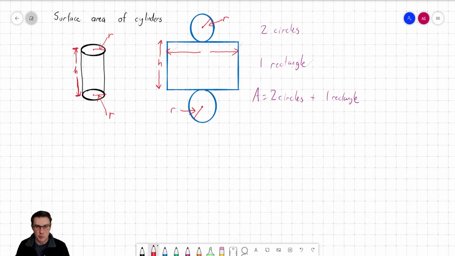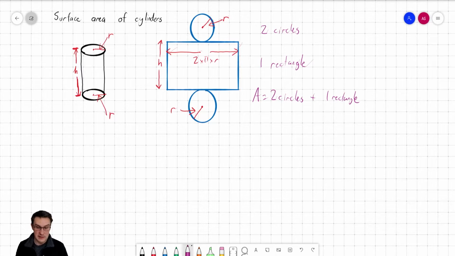Now, with the measurements put back on here, you can see that we've got the radius of the circles from the original solid object. We've got the height, but we are missing the length of this rectangle. We can calculate it because it's going to be equal to the circumference of one of the circles, which is 2 times pi times r. So we can use that reference here.